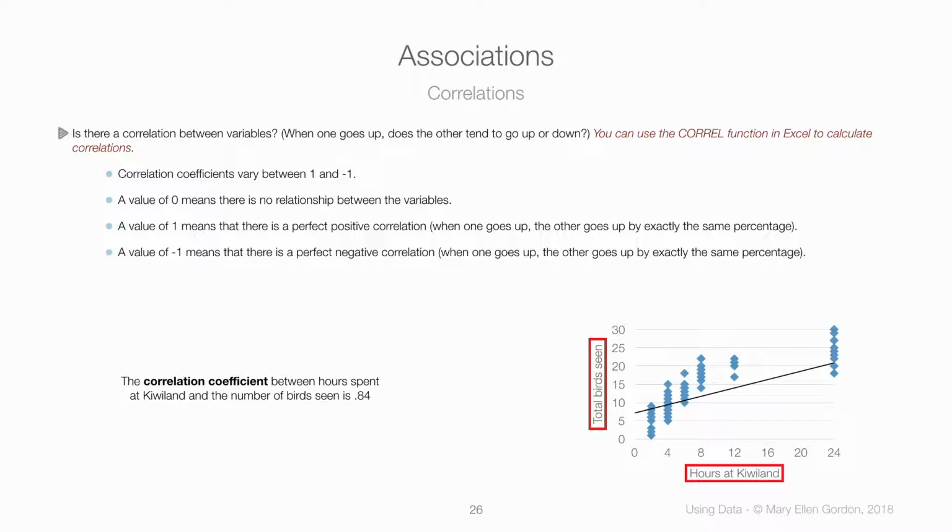When we look at the overall pattern, in general that does indeed appear to be the case. People who spent more time on the island tended to see more birds, and people who spent less time on the island tended to see fewer. The line shows that overall trend.